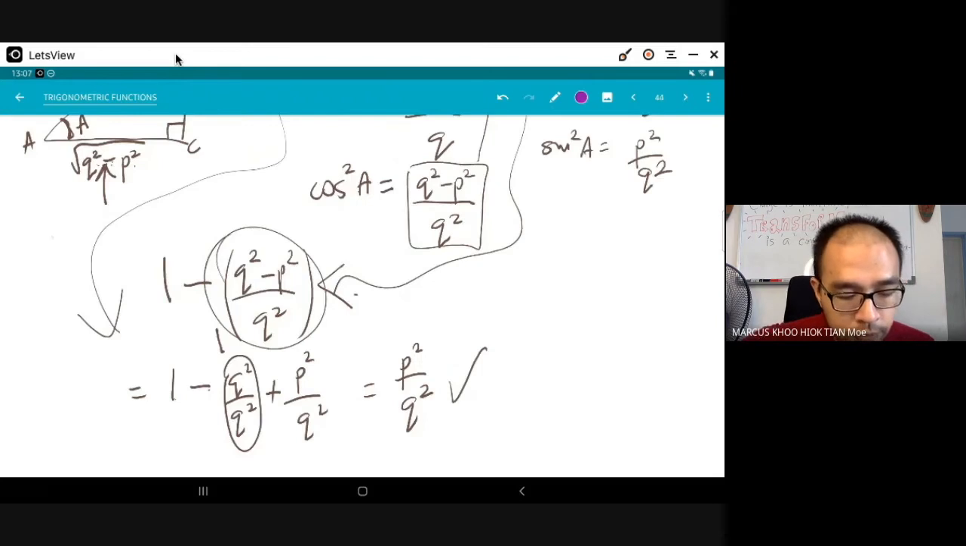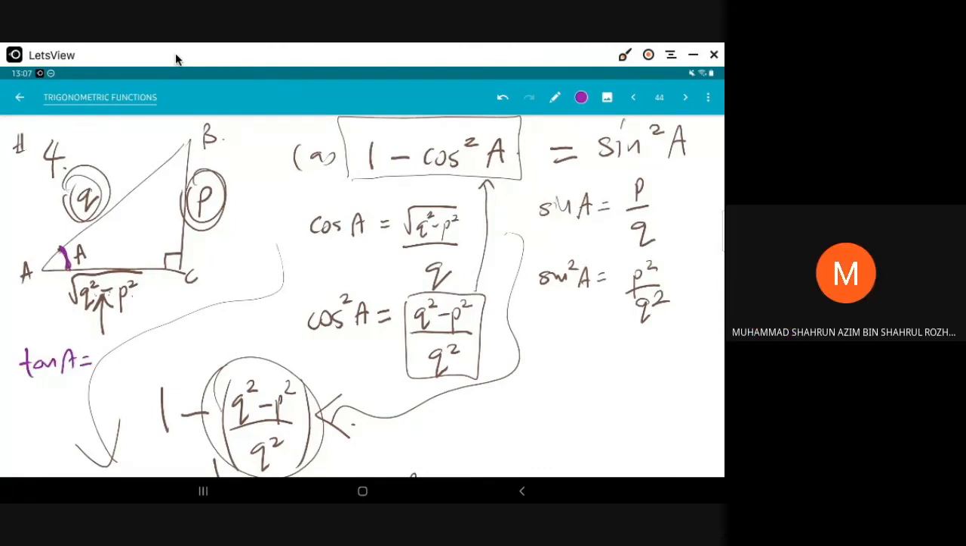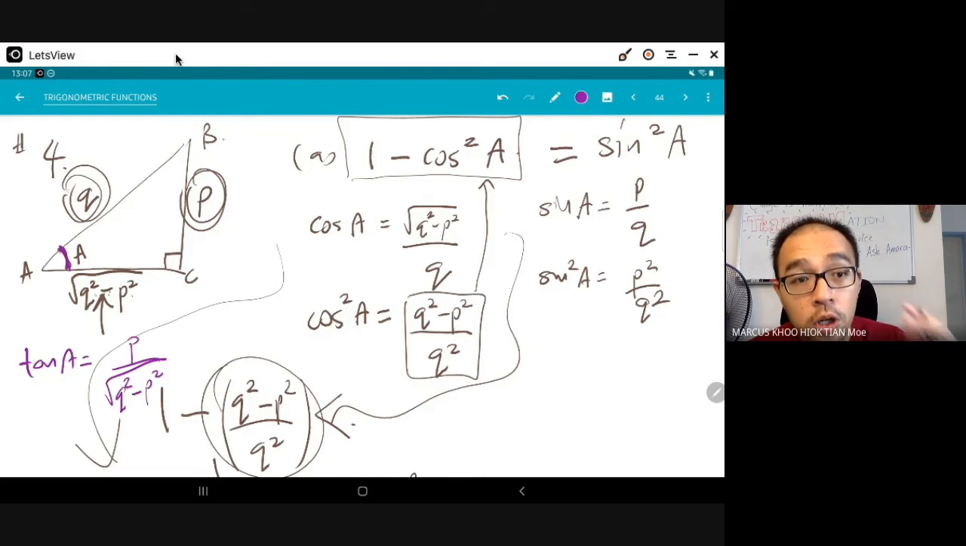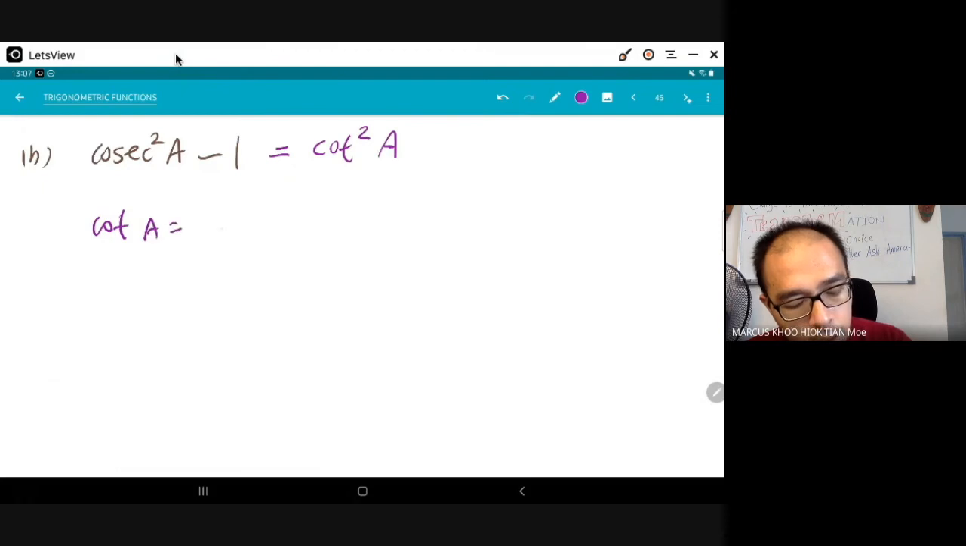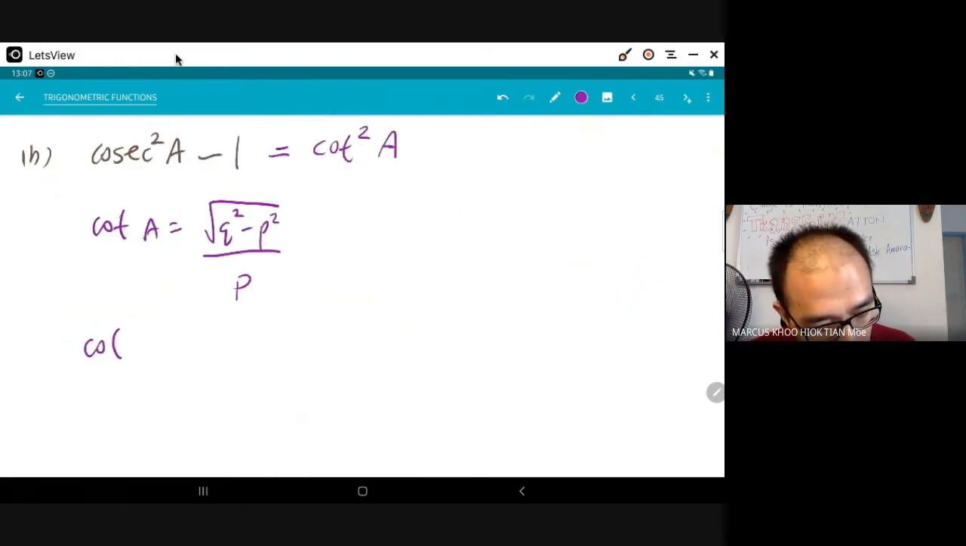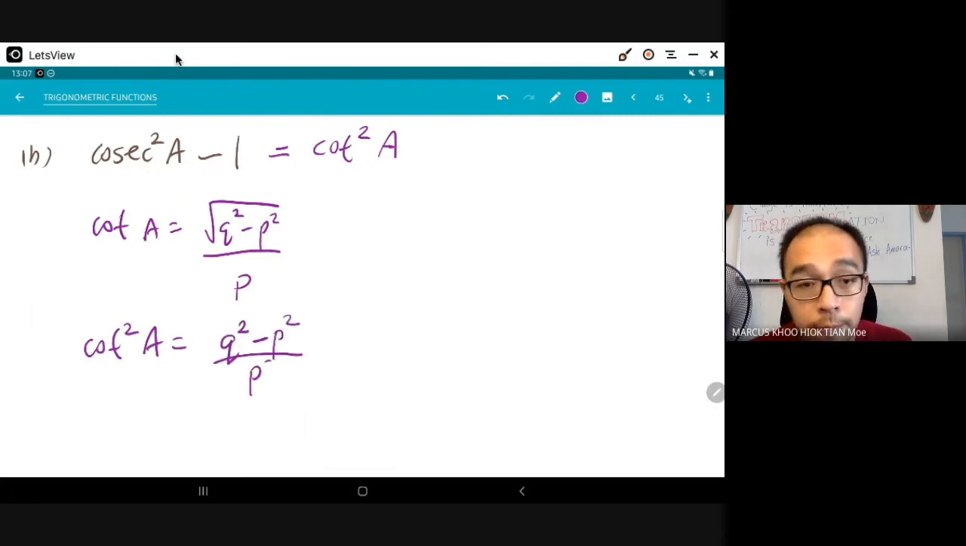From the triangle over here, we can figure out what cotangent squared A is. First, we have to figure out what tangent A is. I think P over square root Q. P over square root of Q squared minus P squared. Therefore, cotangent A will be the reciprocal of that. So cotangent A will be square root of Q squared minus P squared over P. So cotangent squared A will be just Q squared minus P squared over P squared.